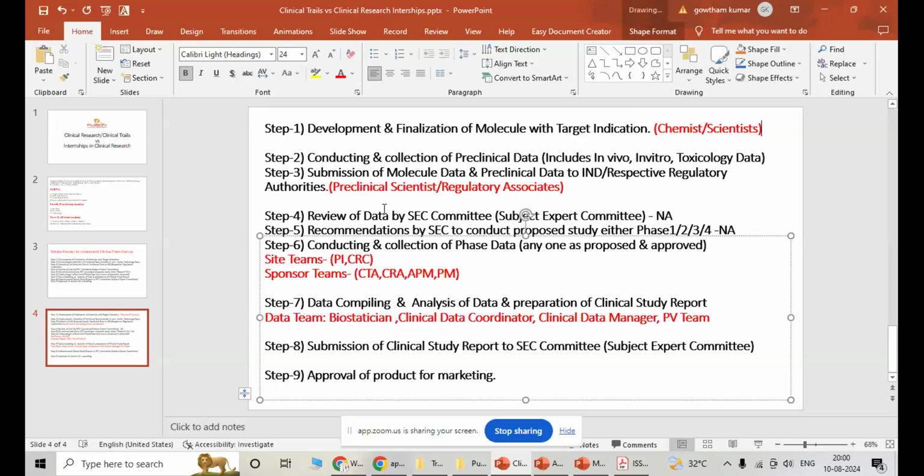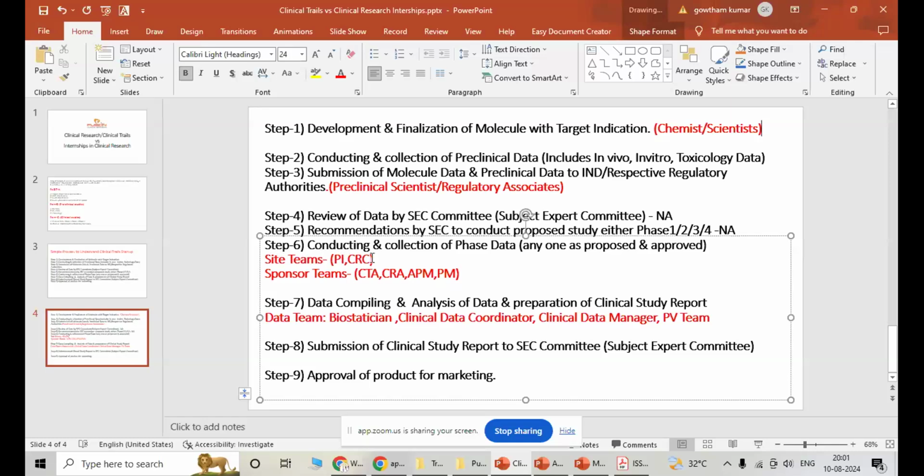At step 4, review of data by the SEC committee. The SEC committee is up to the central government, or regulatory authorities. There is no job option here for regular people. Coming to the 6th step, there is the conducting and collection of phase data, whichever has been proposed and approved. Here there are 2 teams, the site team and the sponsor team. In the site team, there are team members like PI and CRC. The site team needs to work at hospitals. Under the PI, the clinical research coordinator will be there.